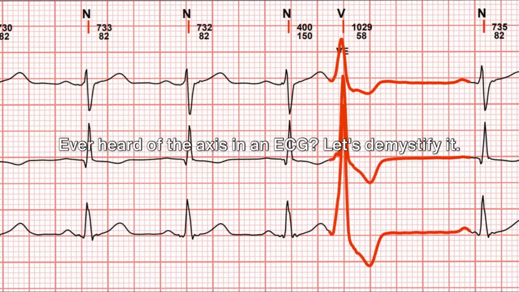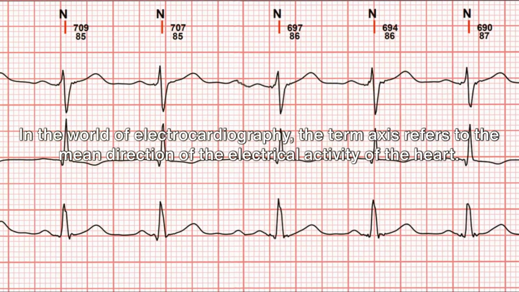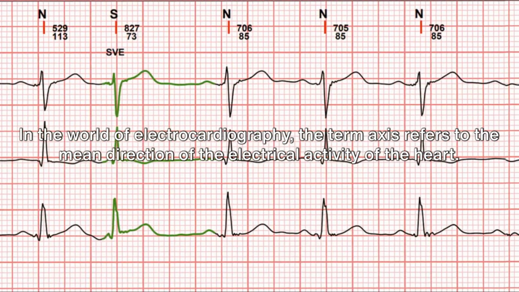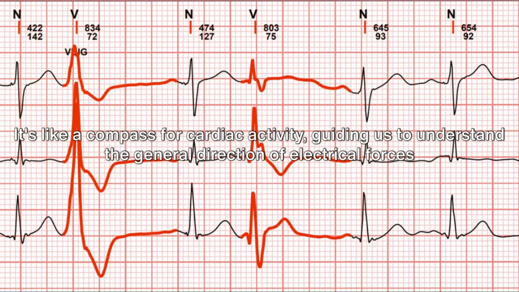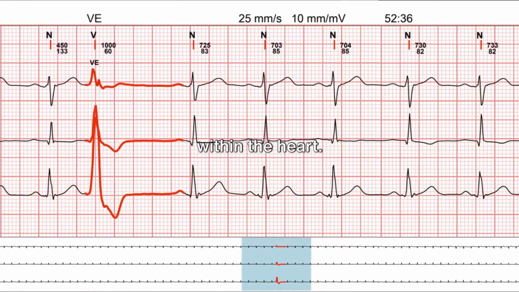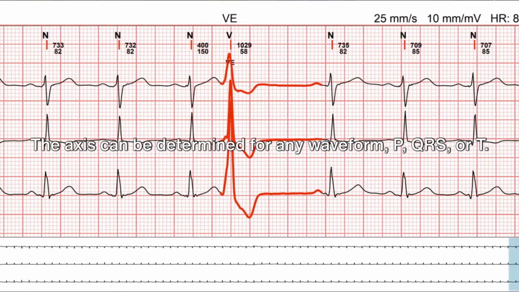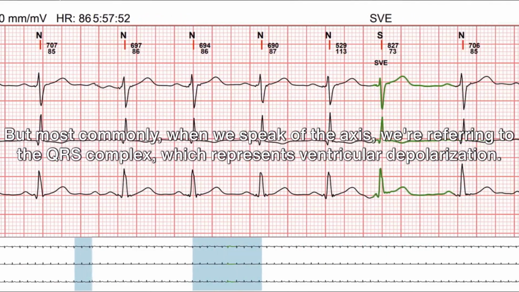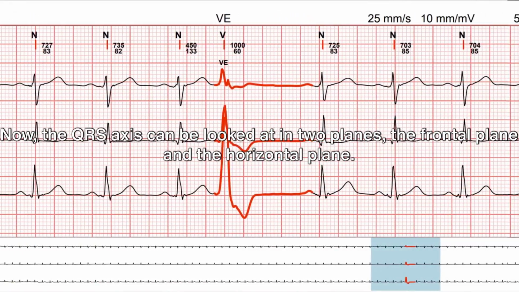Let's demystify it. In the world of electrocardiography, the term axis refers to the mean direction of the electrical activity of the heart. It's like a compass for cardiac activity, guiding us to understand the general direction of electrical forces within the heart. The axis can be determined for any waveform, P, QRS, or T. But most commonly, when we speak of the axis, we're referring to the QRS complex, which represents ventricular depolarization.